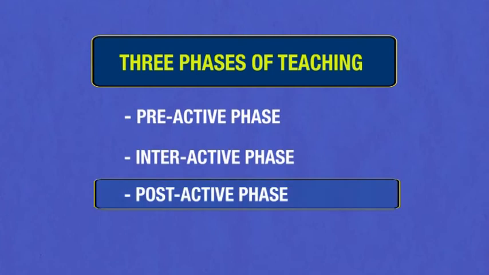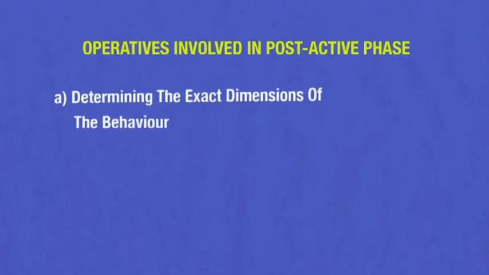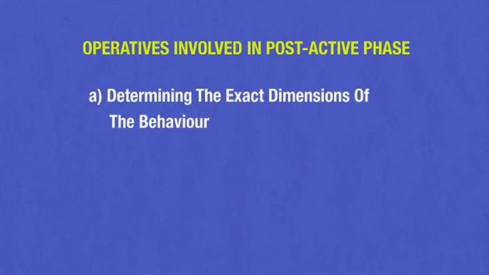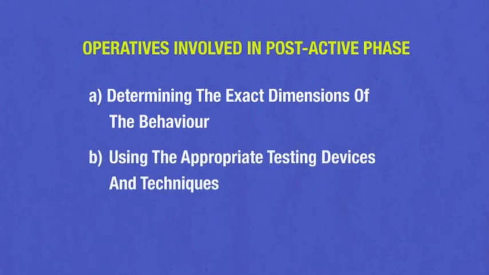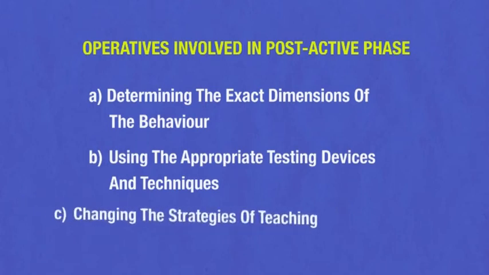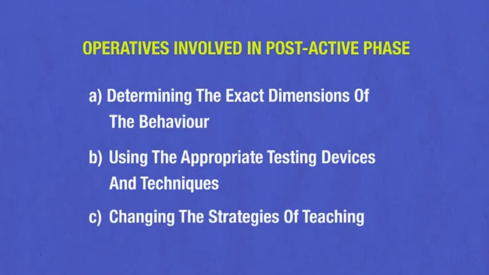Post-active phase. It is a phase of evaluation and follow-up of the operation at the pre-active and the interactive phases. Only after the evaluation, the teacher comes to know whether the objectives are achieved or not. The operatives involved in this phase are: A, determining the exact dimensions of the behavior; B, using the appropriate testing devices and techniques; C, changing the strategies of teaching.